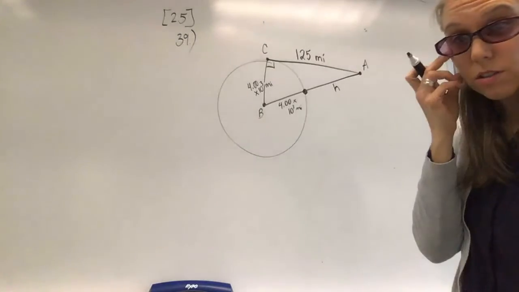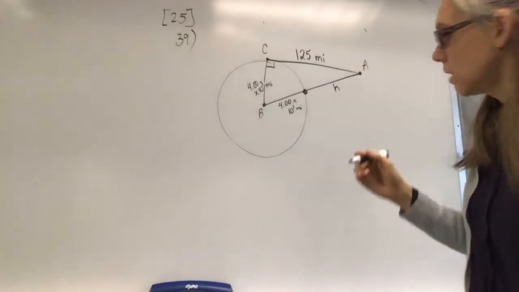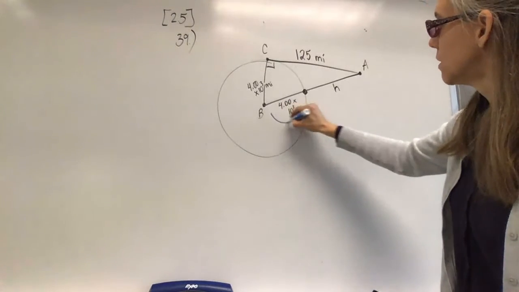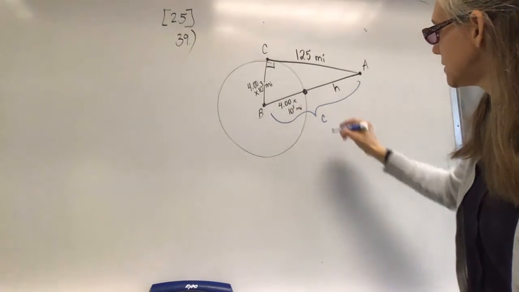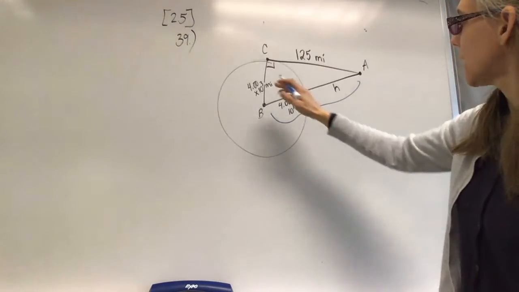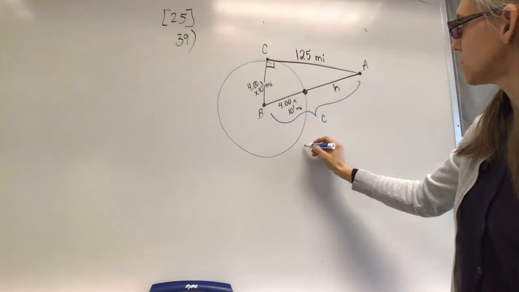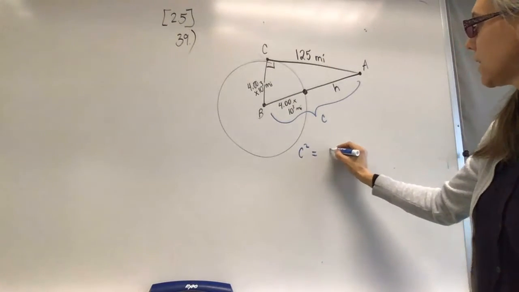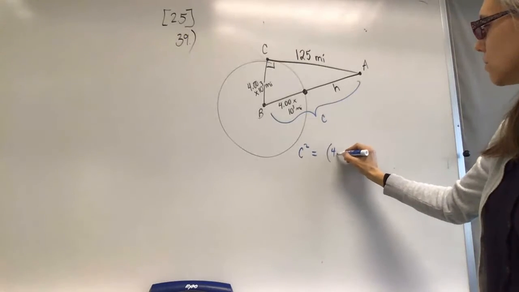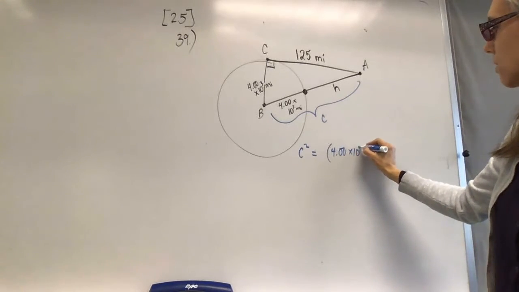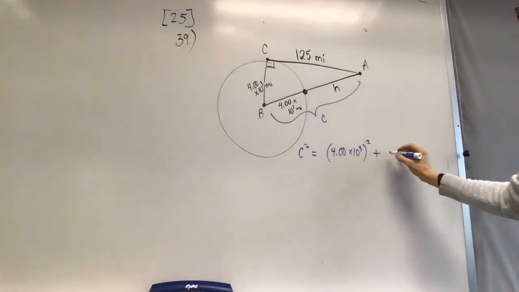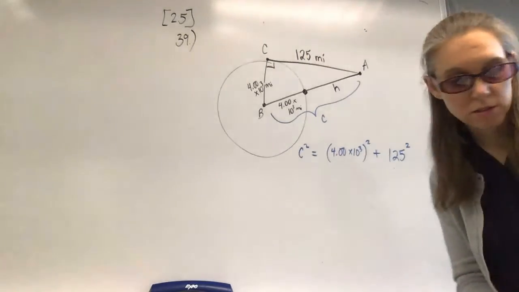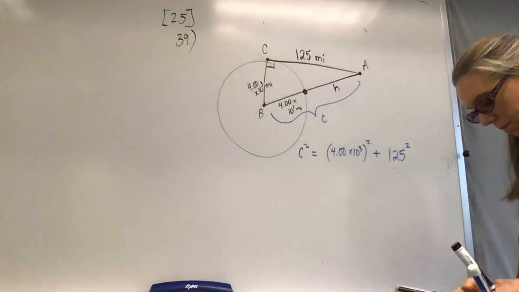So for this, we're just going to use the Pythagorean theorem. Let's call this side right here side C. So then a squared plus b squared is equal to c squared, right? So c squared is equal to a squared, there's your 4.00 times 10 to the third, plus b squared, 125 miles squared, is equal to c squared. So let's figure out what that is real quick.